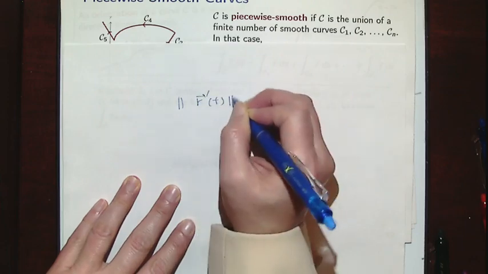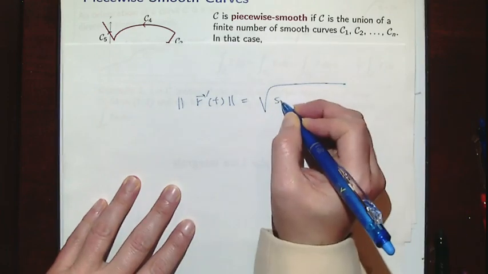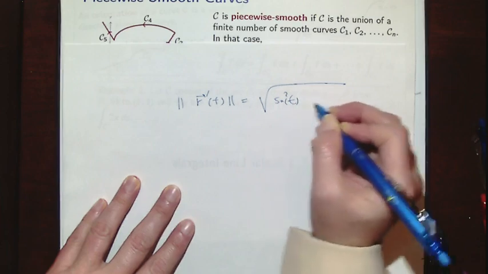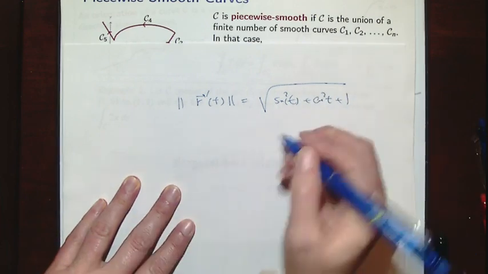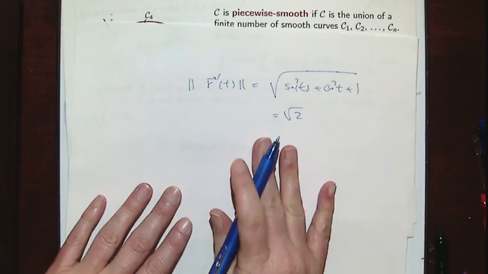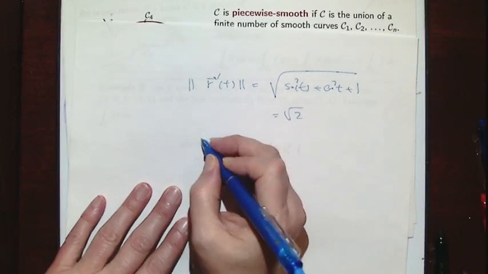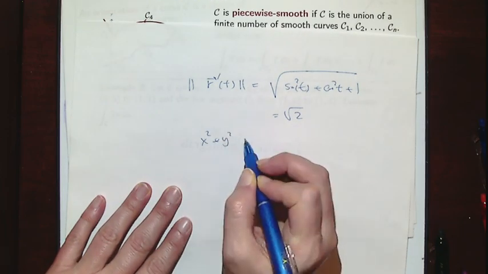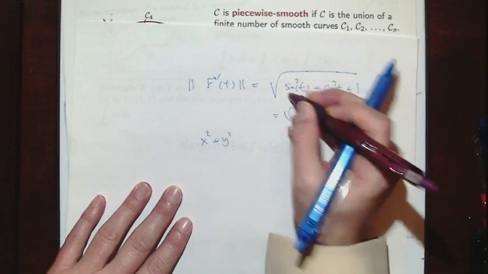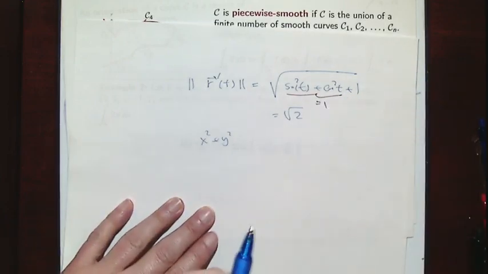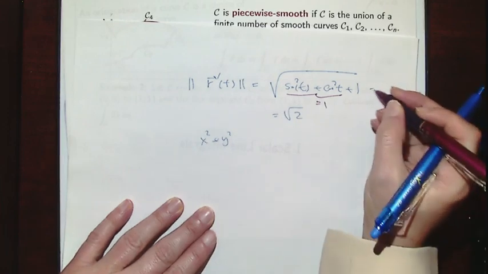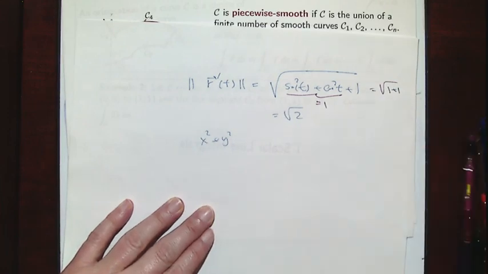Square root of sine squared t plus cosine squared t plus 1. Why is that not sine squared t and cosine squared t not equal? Yeah, this part equals 1. That's why I get 2. So 1 plus 1. That's okay.